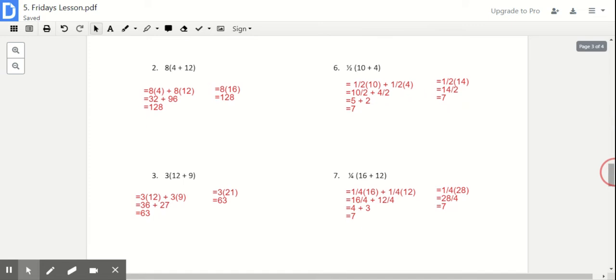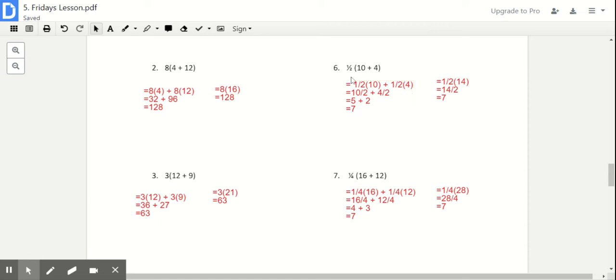Okay. Number 2, got 8 times (4 plus 12). My distributive property was 8 times 4 plus 8 times 12, which was 32 plus 96 equals 128. And then simplifying parentheses first gives me 8 times (16). So 8 times 16 is 128.